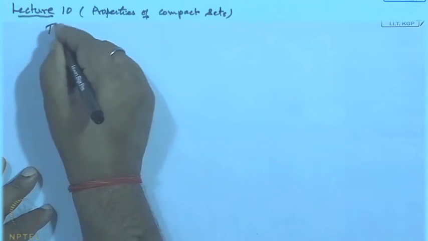So, this is in continuation of my previous lecture on the compact sets. In this particular lecture, we will discuss a few properties of compact sets and also the relation with some other concepts, like completeness and continuity, and other results.